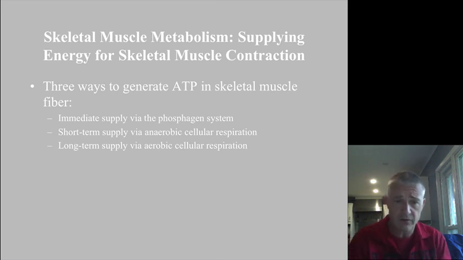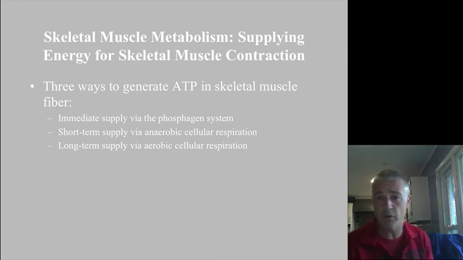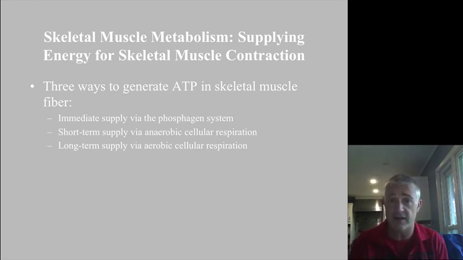And then when we get to the long term, once your breathing rate and heart rate go up and you get to more of a steady state of activity, we're going to be using our normal aerobic cellular respiration, which is glycolysis, the Krebs cycle, and the electron transport chain to generate ATP from glucose or other sources, sometimes fatty acids, proteins every once in a while as well.